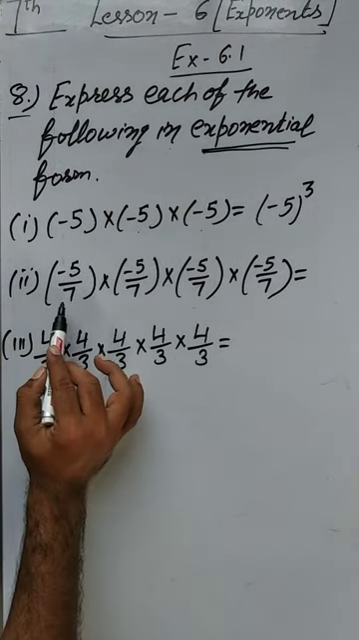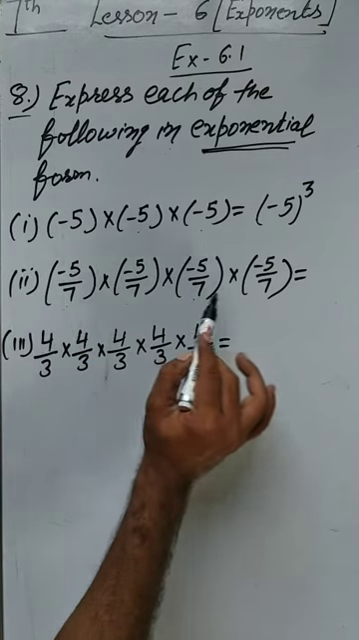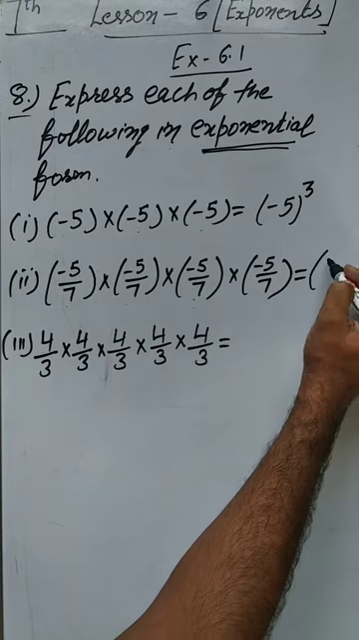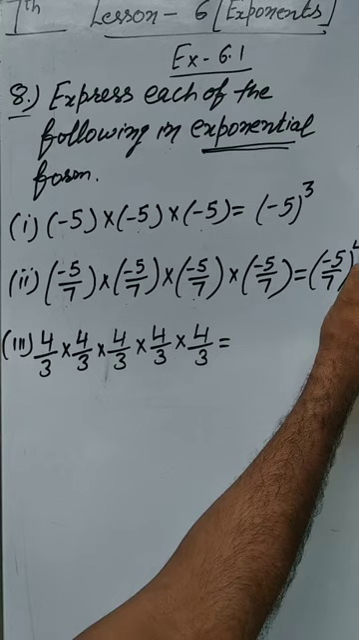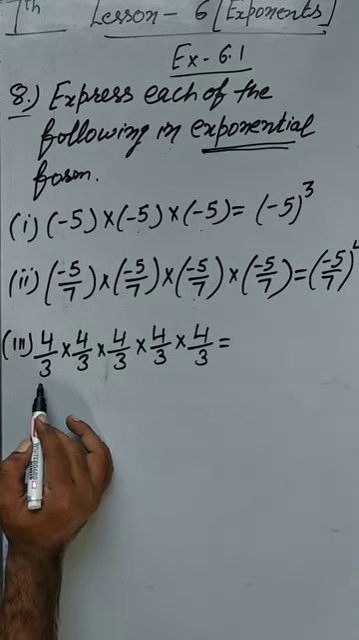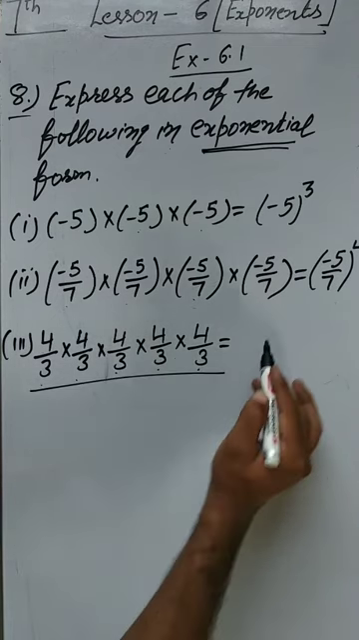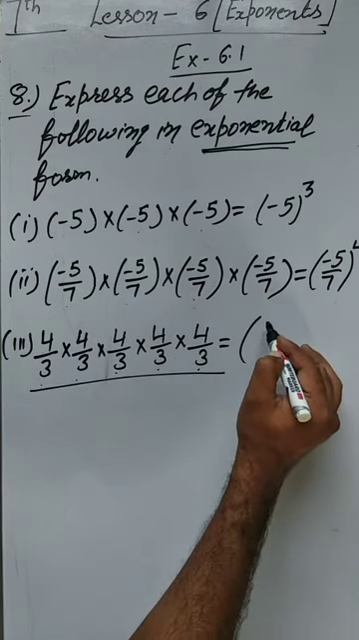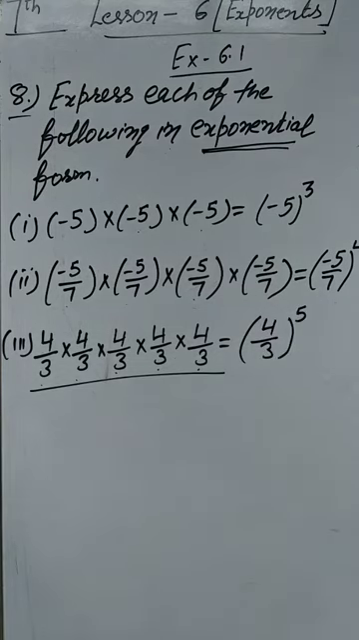Understood beta? Similarly here beta, minus 5 upon 7, how many times it is multiplying? 1, 2, 3, 4. So in the form of power we can write it minus 5 upon 7 raised to power 4. Similarly here beta, 1, 2, 3, 4, 5. 4 upon 3 is multiplying 5 times. So it is equal to 4 upon 3 raised to power 5. Very easy.